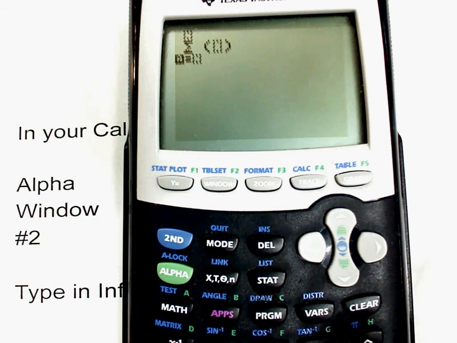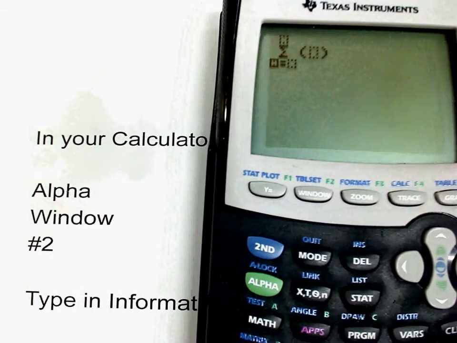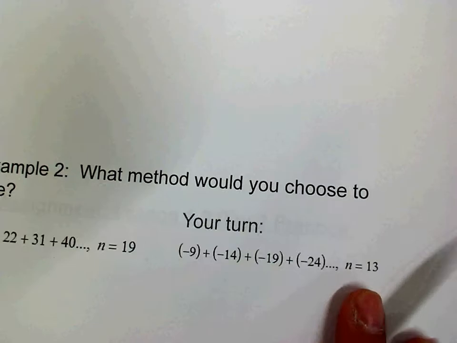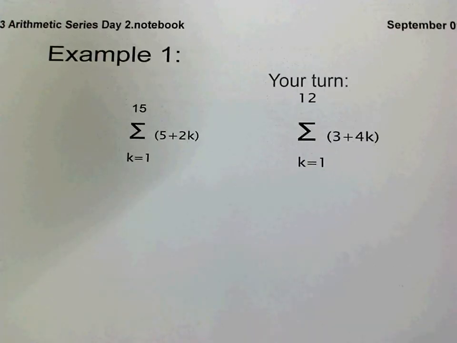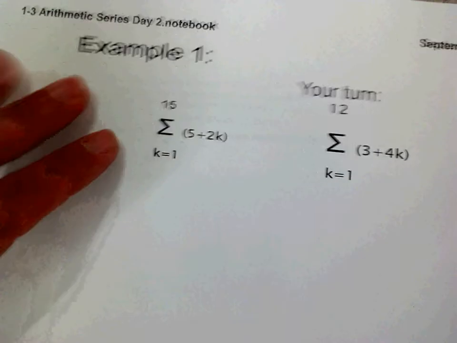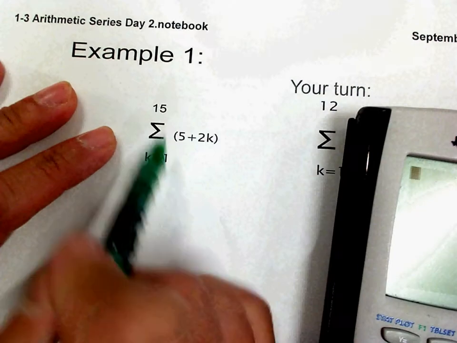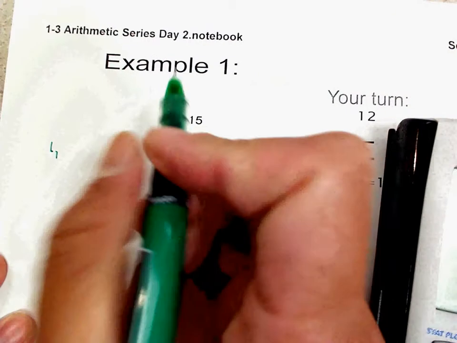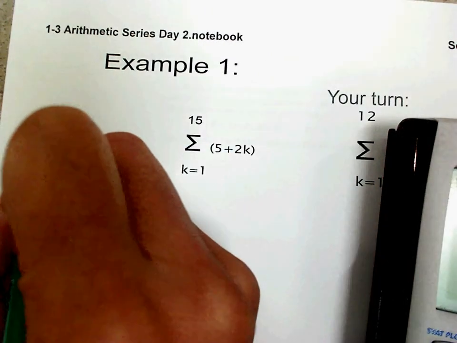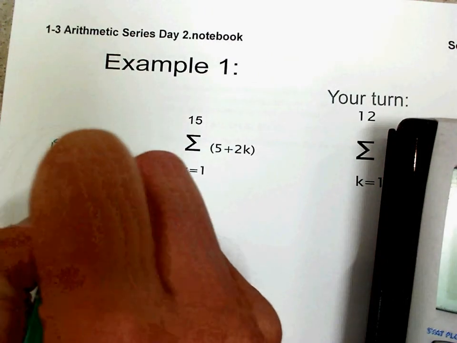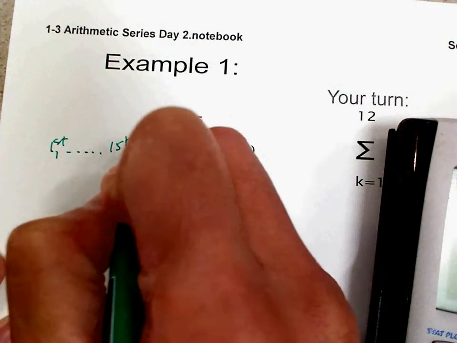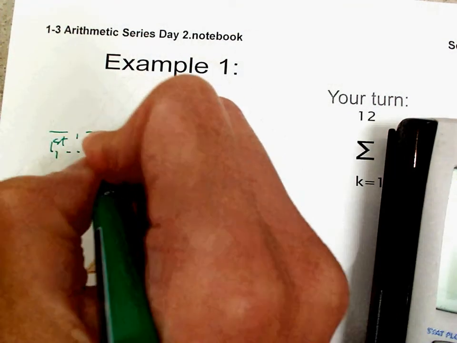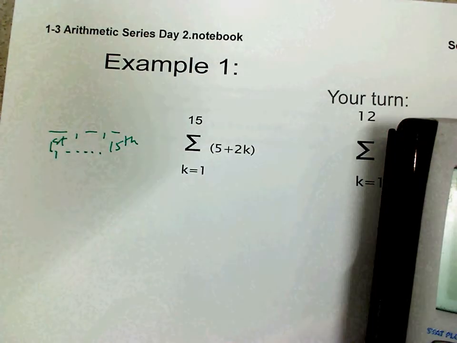All right, let me show you how to type it in. So for example, let's look at example 1. We're starting at 1, and we have 15 terms. So you're going to start right here at 1. Here's your first number, and then here's your 15th number. But we don't know what the numbers above are. Like, 1 is what number? So here we go.